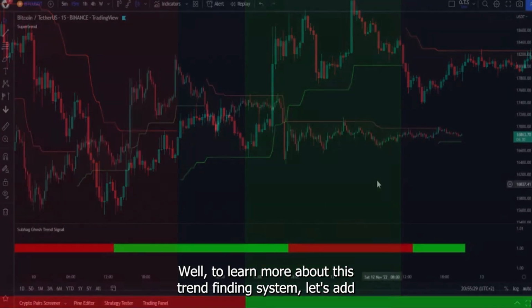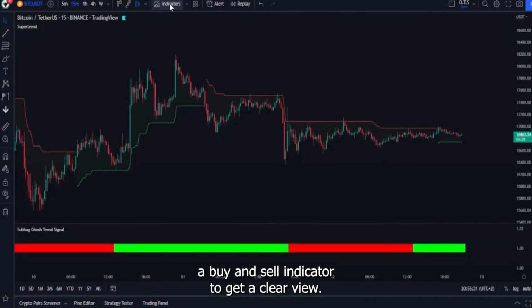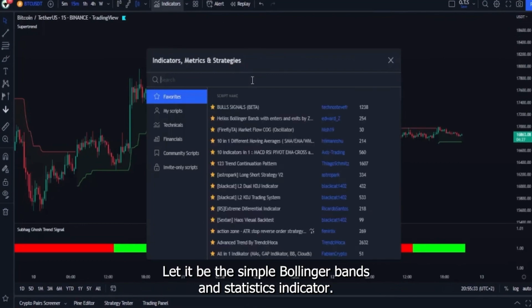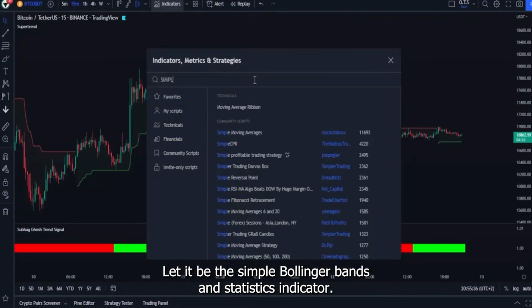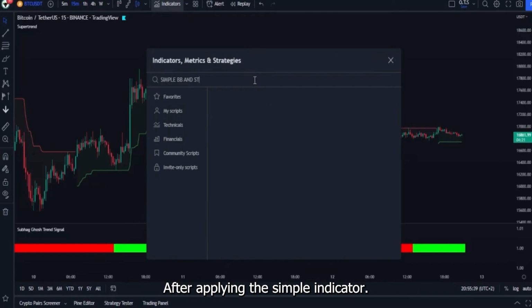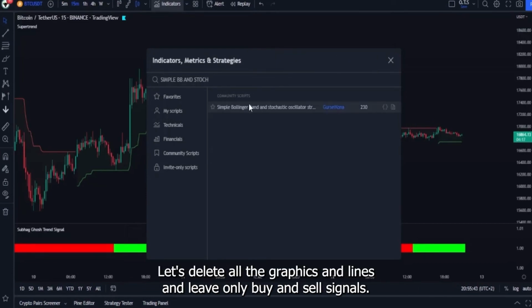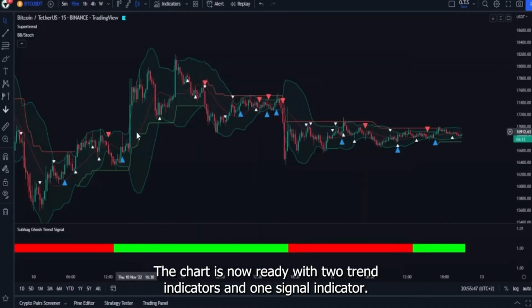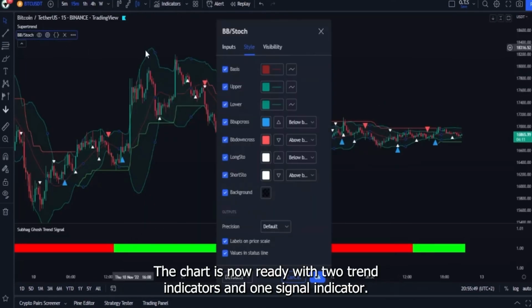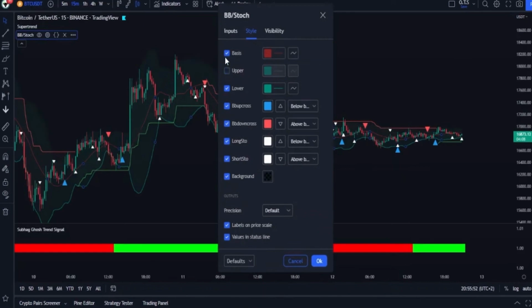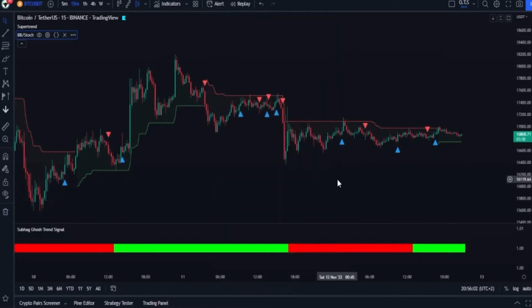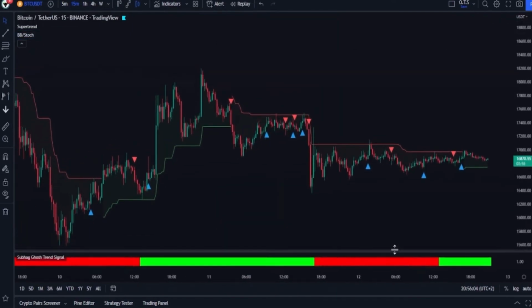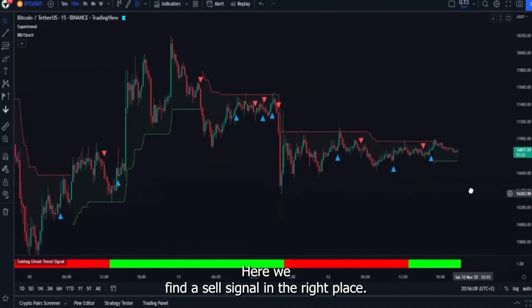Well, to learn more about this trend finding system, let's add a buy and sell indicator to get a clear view. Let it be the simple Bollinger Bands and Statistics indicator. After applying the simple indicator, let's delete all the graphics and lines and leave only buy and sell signals. The chart is now ready with two trend indicators and one signal indicator. Here we find the sell signal in the right place.